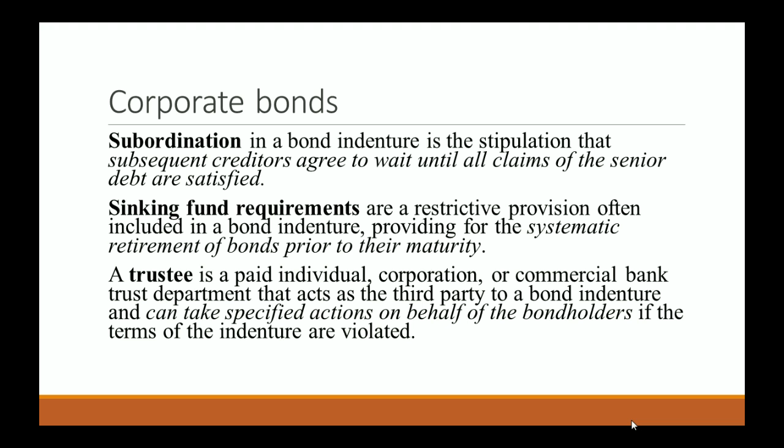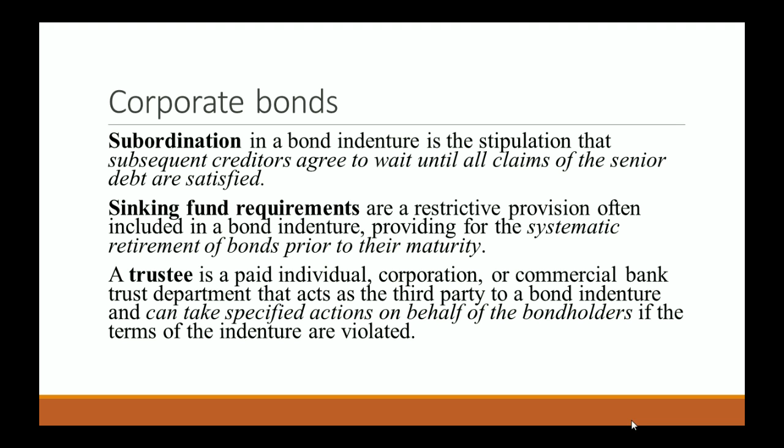So we've touched on this a little bit, but subordination, this stipulates that subsequent creditors must wait until all claims of senior debt are satisfied before they receive anything. So in the event of bankruptcy, senior debt holders are repaid before the subsequent creditors. A sinking fund requirement, this is a restrictive provision that is often included in a bond indenture, and it provides for the systematic retirement of bonds prior to their maturity. So they must pay them off early.